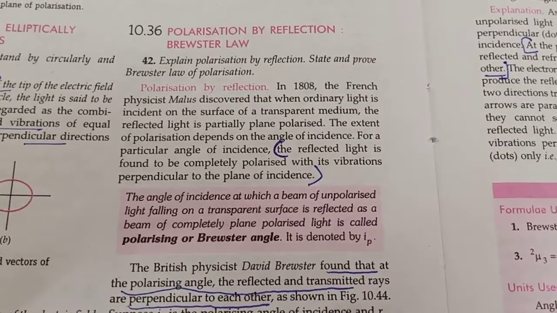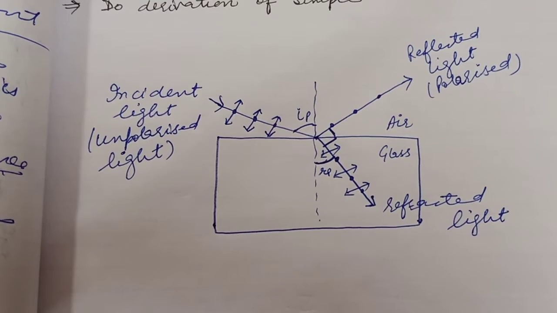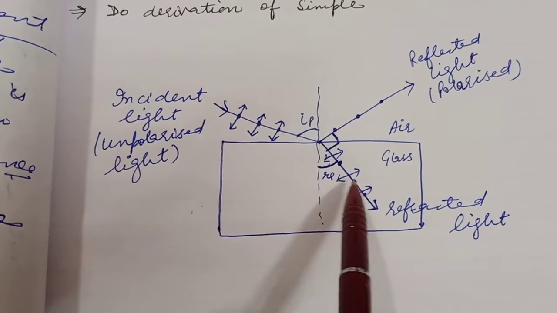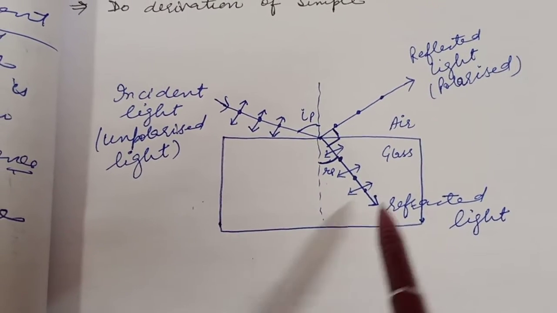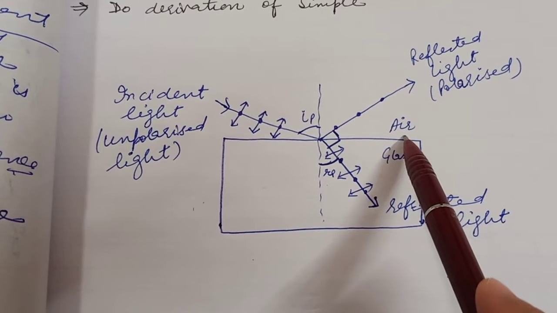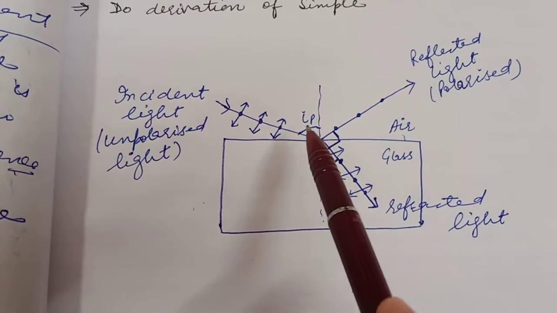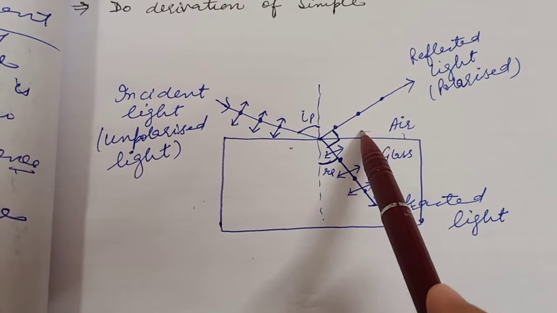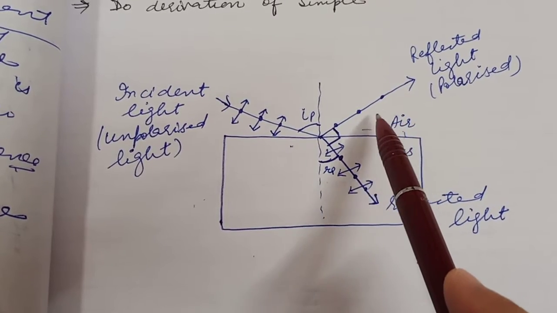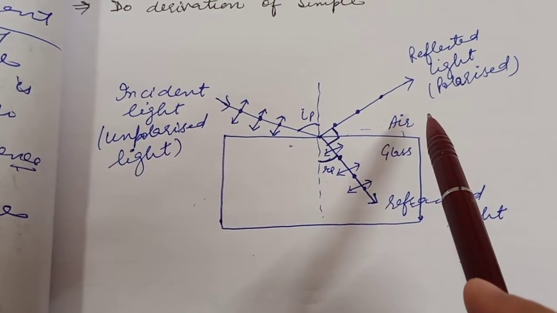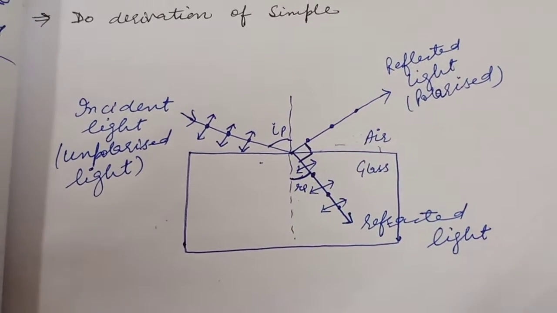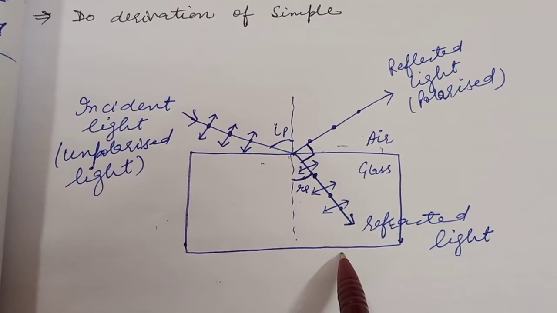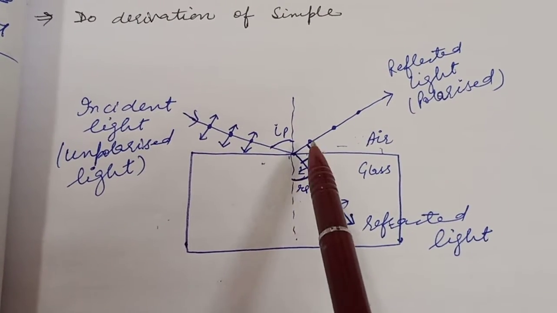Next is polarization by reflection, or Brewster's law. When an ordinary beam of light is incident on the surface of a transparent medium, the reflected light is partially plane polarized. But for a particular angle of incidence, the reflected light is found to be completely polarized with its vibrations perpendicular to the plane of incidence. It is also found that at the polarizing angle, the reflected and transmitted rays are perpendicular to each other.